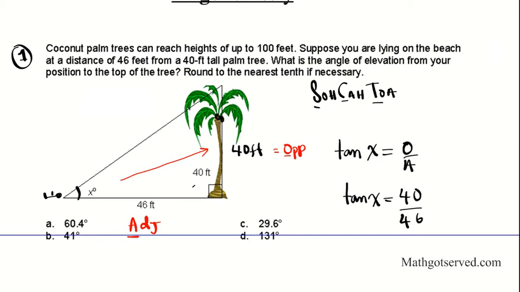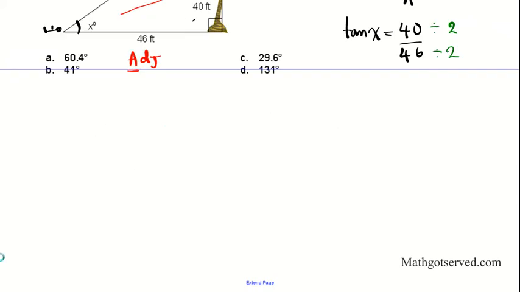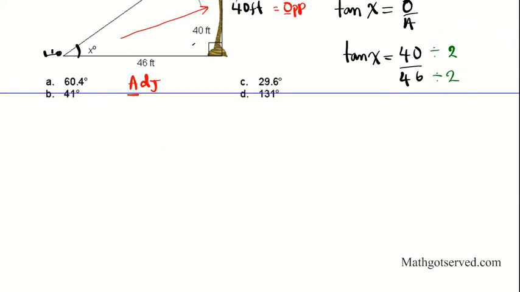Right? So we notice we can reduce this ratio by 2. We'll divide the top and bottom by 2 on the right side. And then we're going to have tan x equals 20 over 23. Now I want to get x by itself. The only way we can get rid of tan is by taking the inverse. Do not divide by tan, okay? That doesn't make any sense. So we take the inverse of tan, or the arctan. So we're going to write tan to the negative 1 of tan x.